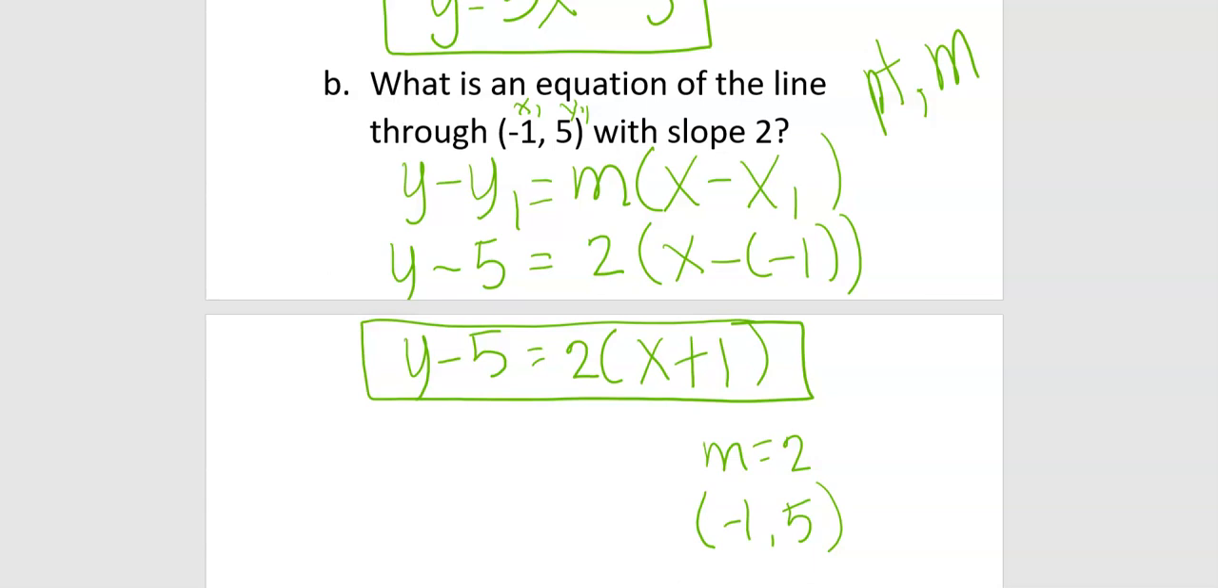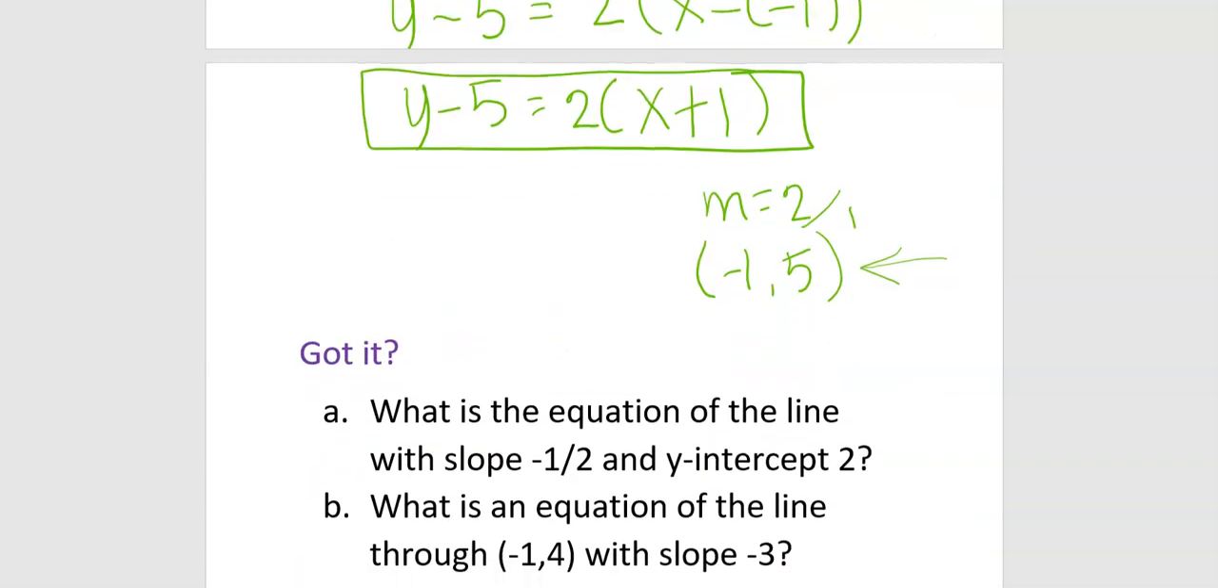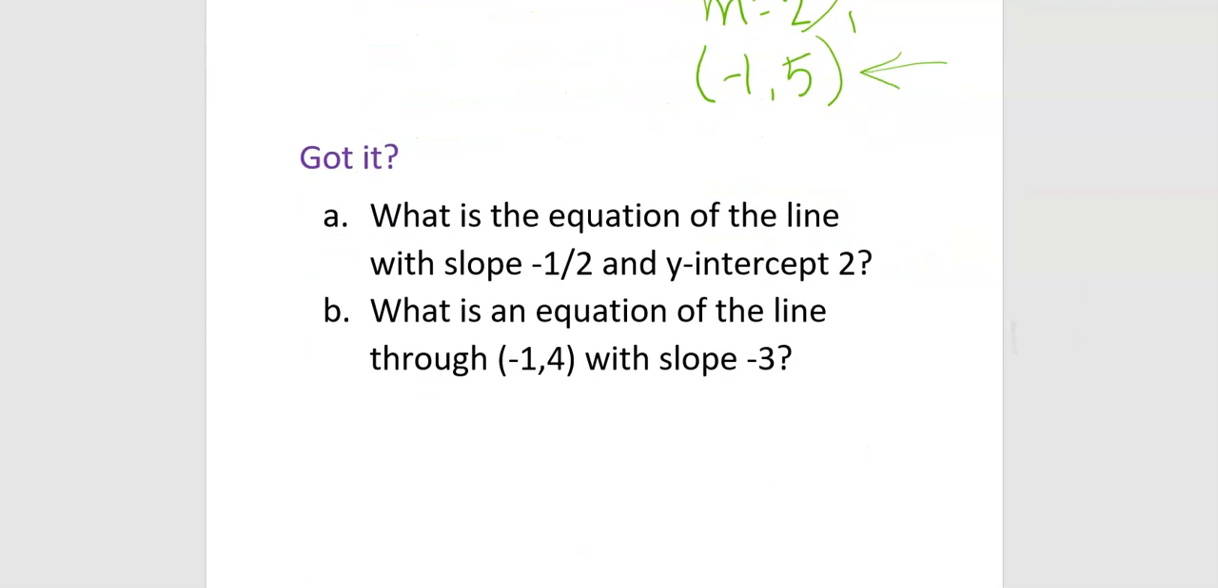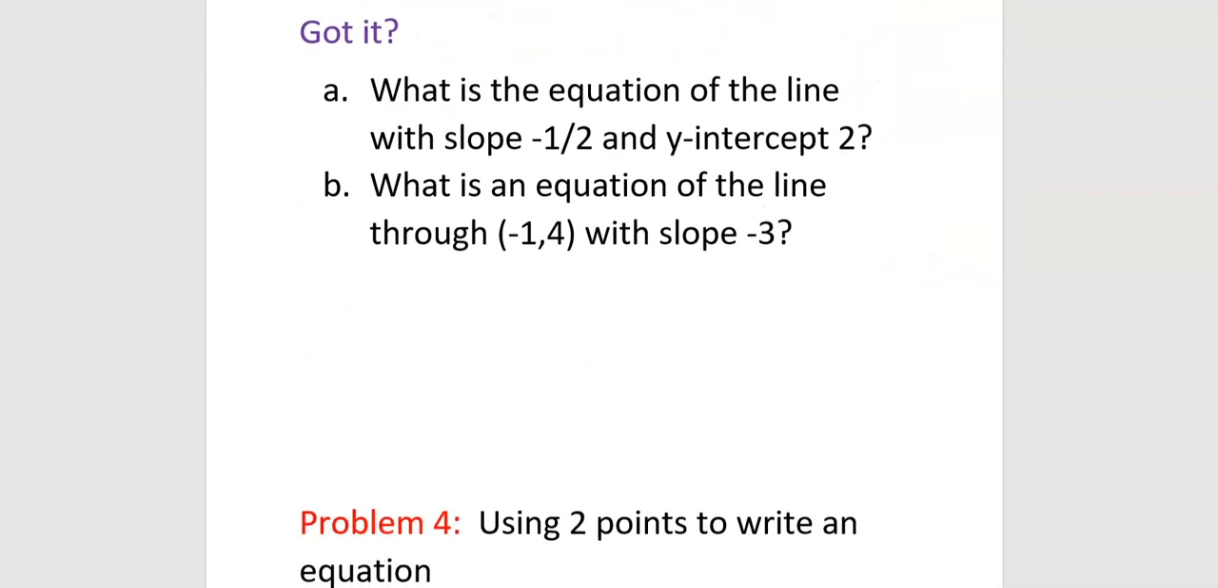So when you graph that one, you're going to put your first point at -1,5. Yep. And then you would do 2 over 1. So you'd go up 2, right 1. You'd always put a 1 underneath it if you had to. Yep. Most of the time they're either graphing or doing equations. You don't usually have to do both. So let's try these two on your own quick.